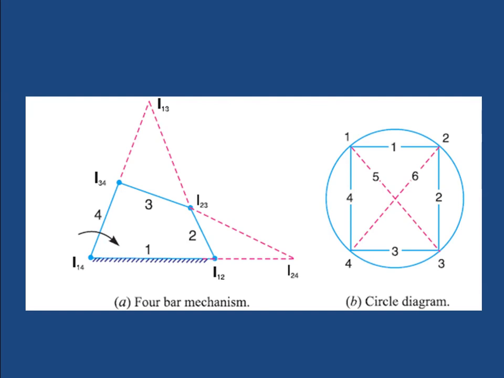Now to get this I13, I should get a combination from 1 and 3. So how to get 1 and 3 in this diagram? The only way to get I13 is to join a diagonal, right? 1, 2, 3, 4 are continuous, so if I want to join 1 and 3, I have to take a diagonal. So just join 1 and 3 with a hidden line.